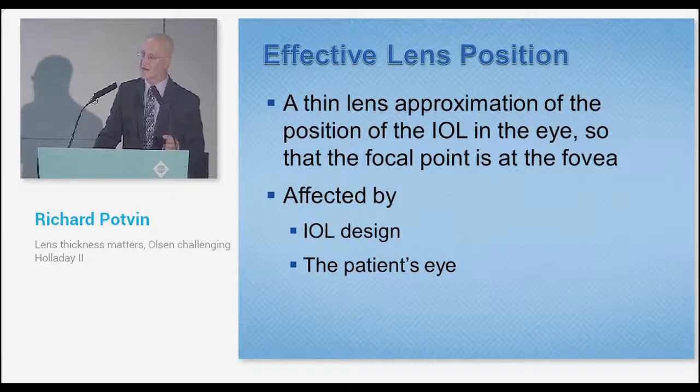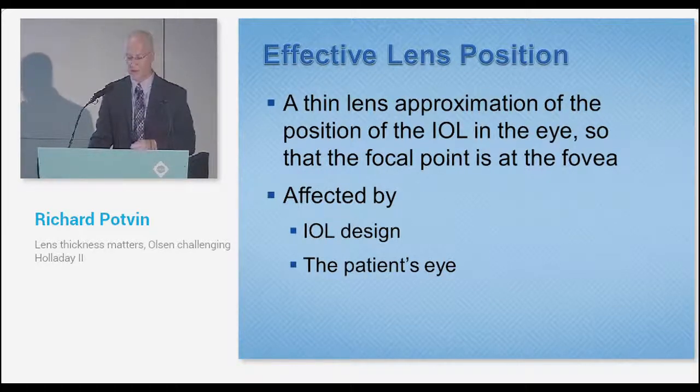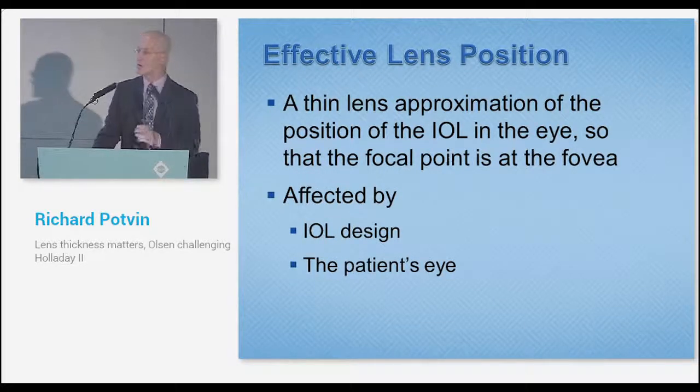So when we talk about effective lens position, it's where is that lens in the eye, but more importantly, where is the optical power of that lens in the eye. And so we use, in most cases, a thin lens approximation for optical purposes to say here's where the IOL is effectively sitting in the eye. And there are two things that affect it: its actual physical position as well as the design of the intraocular lens itself. And so you'll notice when you're trying to do IOL calculations, lenses have different A constants, and that's a reflection of IOL design.